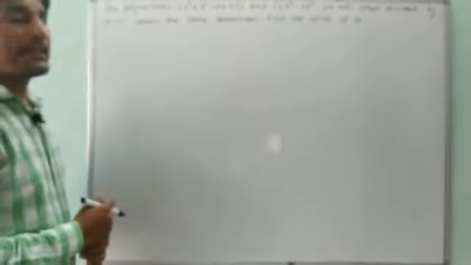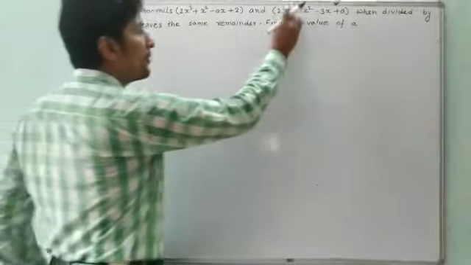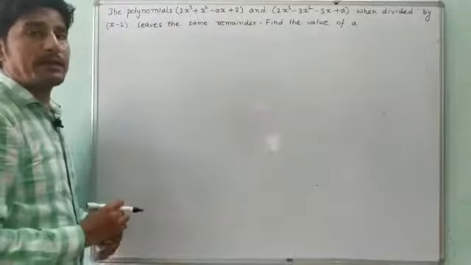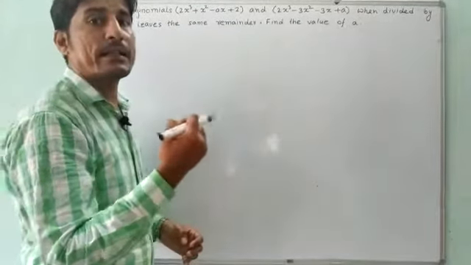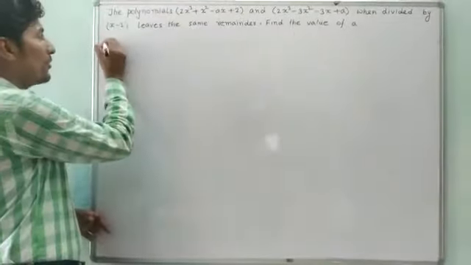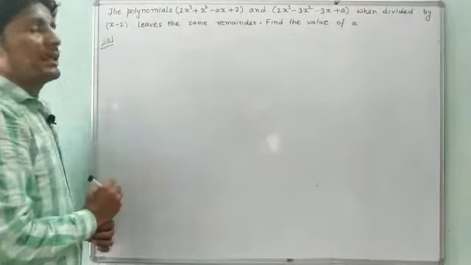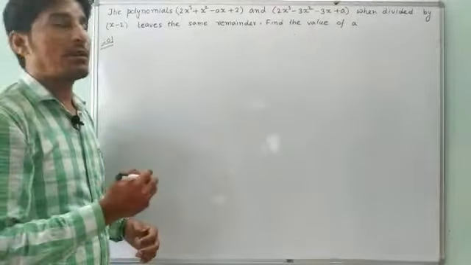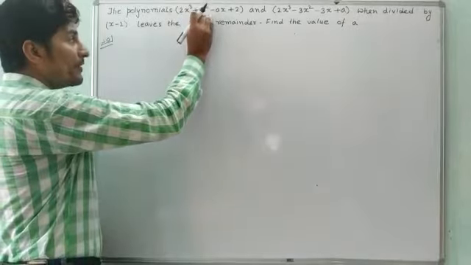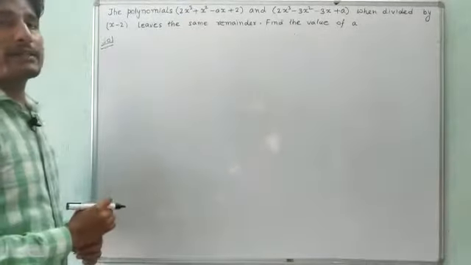In this question, it is given that when we are dividing both the polynomials by x minus 2, then we are getting same remainder. So let us see the solution for this question. Here we have to use the remainder factor theorem to find the remainder when the first polynomial is divided by x minus 2.